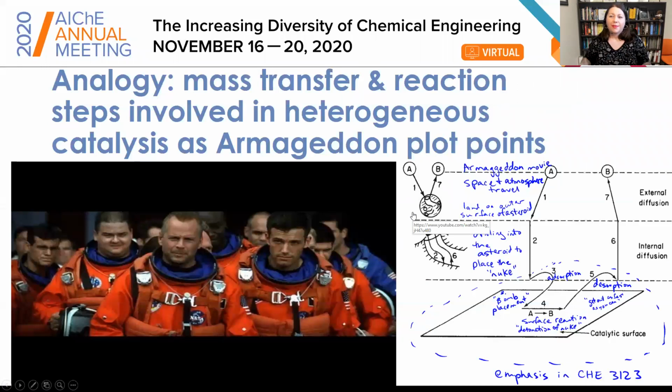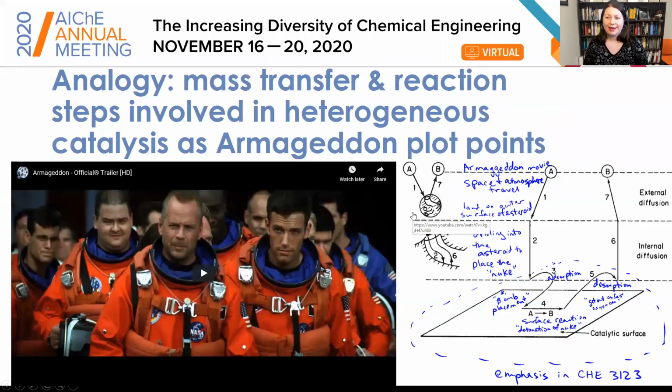Here we go. The most memorable analogy that I make in this class relates to catalysis and the movie Armageddon. So in Fogler's book, there is a wonderful diagram of the mass transfer steps and the surface reaction involved in heterogeneous catalysis. So external and internal diffusion, adsorption, surface reaction, desorption, internal and external diffusion to get materials back into the bulk. And I was looking at this diagram and thought, this is the plot of the movie Armageddon.